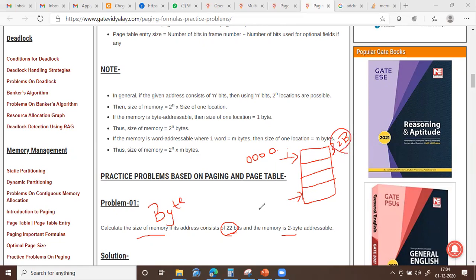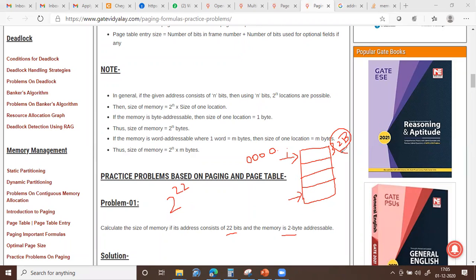So how will you calculate how many locations? The number of locations is connected with the number of bits used to represent each location. Here it is given that the memory is addressed using 22 bits. Using this, we can calculate how many locations. It is just 2 to the power 22 locations, and each location is 2 bytes.